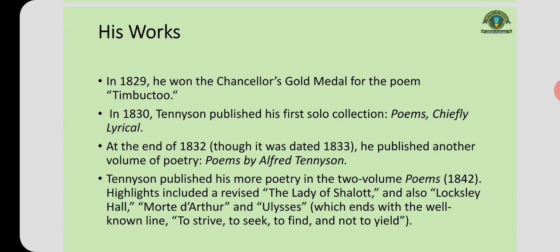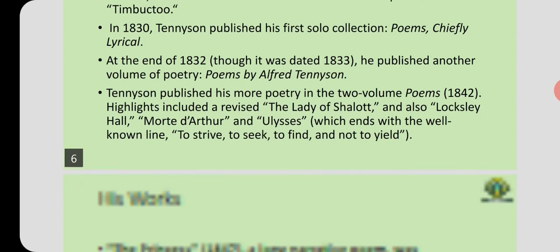And at the end of 1832, he published another volume of poetry, Poems by Alfred Tennyson. Though that was published in 1833, it doesn't mean that it was written in 1833, but in 1832. It was completed in 1832, but it was up to the publisher that he dated this book 1833.